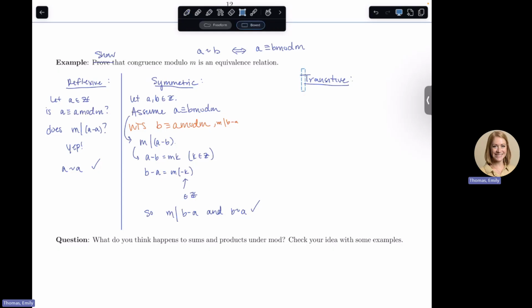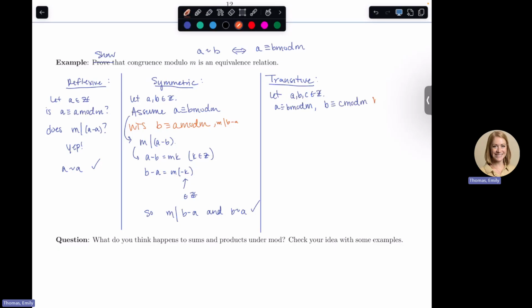The transitive property. What do we have? A, B, is it C? Sure. We're going to let A, B, and C be in Z. What are we going to do with those, Michael? Assume A is congruent to B mod M. We also assume B is congruent to C mod M. Show A is congruent to C mod M.